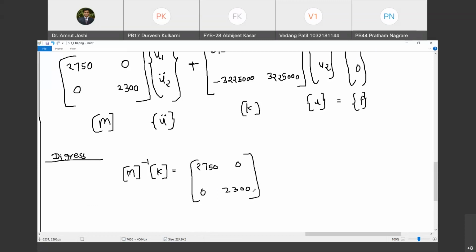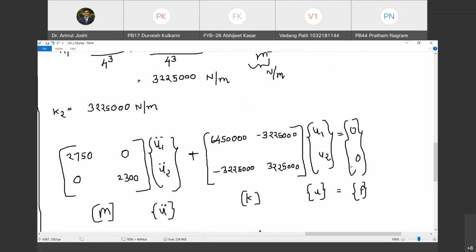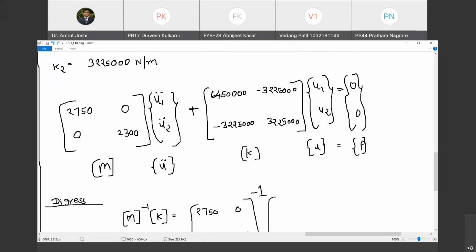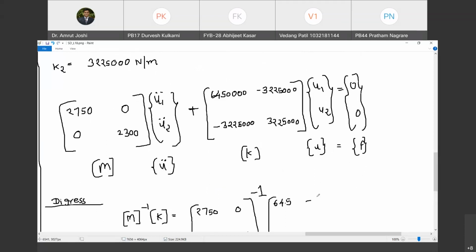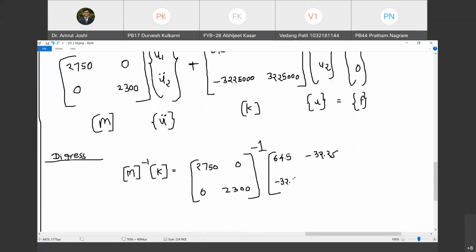M inverse K means I am going to find the inverse of the matrix 2750 0 0 2300, multiplied by the K matrix. The K matrix is 64.5 into 10 raised to 5. Do you agree with me? I will write it as 64.5, then minus 32.25, then minus 32.25 and 32.25, this entire thing multiplied by 10 power 5. I have to calculate this. How to calculate it? Don't ask why.